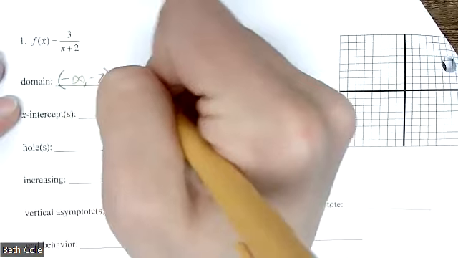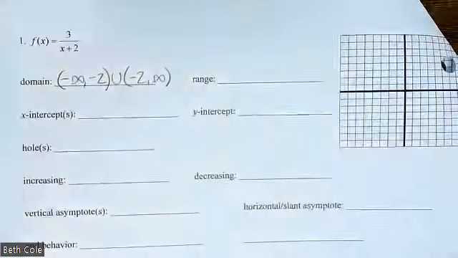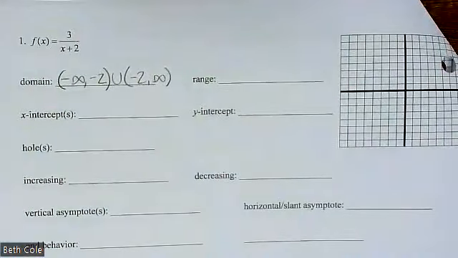U. Good. What this is saying is you want everything to the left of -2, everything to the right of -2, but not -2. The most common mistake I get on that is people put brackets. Brackets indicate you want the number. We don't want the number. You have to use parentheses, leave it out.